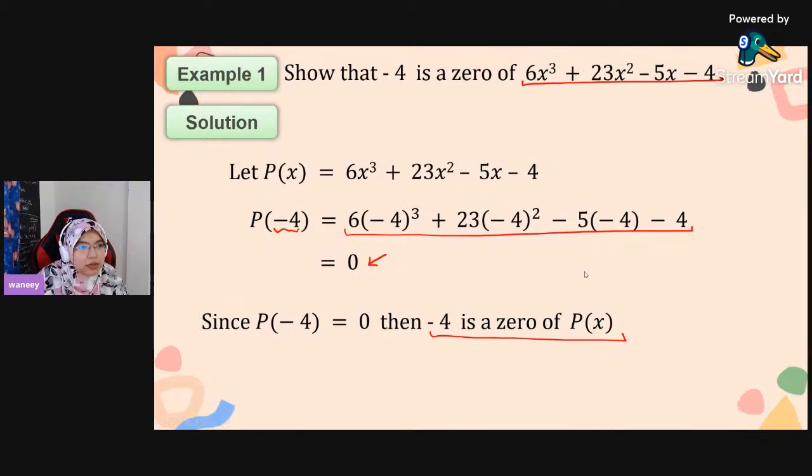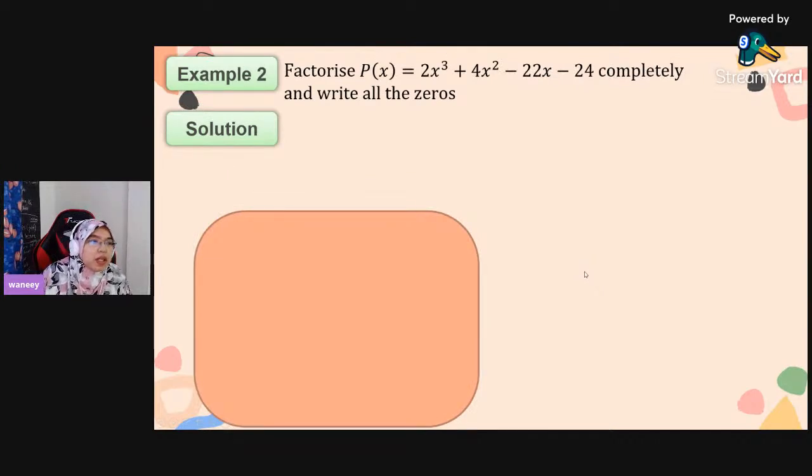Okay, let's go to example 2. Example 2 is quite a long question. Most of the time, this type of question will come out something like this: factorize p(x) equal to 2x cubed plus 4x squared minus 22x minus 24 completely and then write all the zeros. So check the power first.